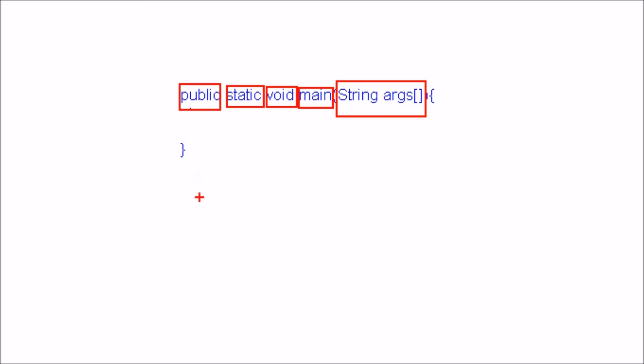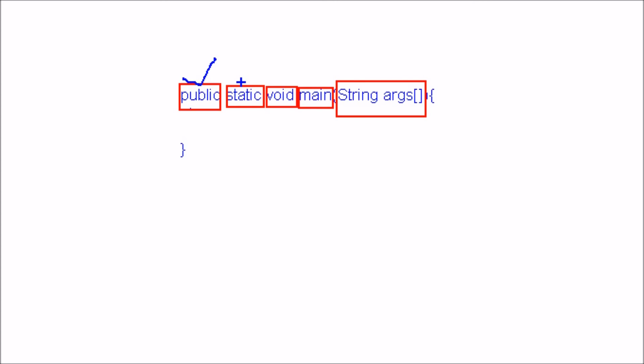Now we are calling JVM, right? JVM has to execute our program, so JVM has to find our method. For example, if I declare my method as private, then JVM cannot find my main method. So for that I'm using public.